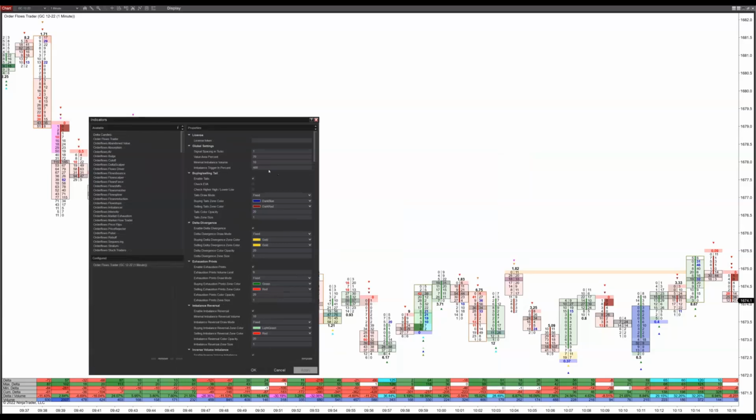Now the imbalance trigger in percent, default is set to 400. That means an imbalance of 400 to 1, or sorry, 4 to 1. So it's 400%, not 400 to 1. It's 4 to 1.